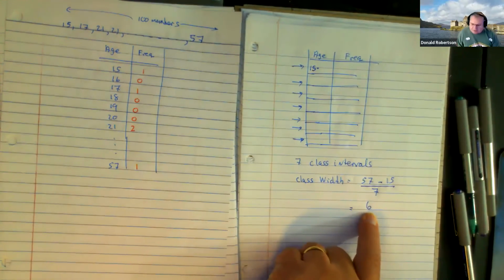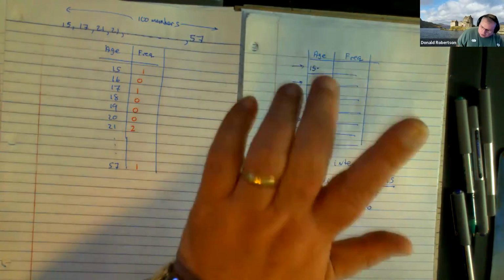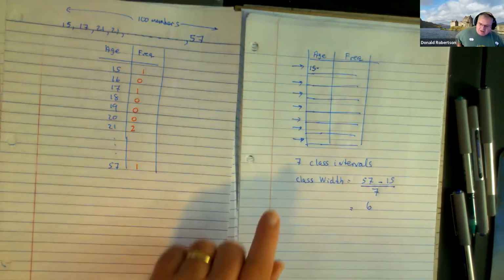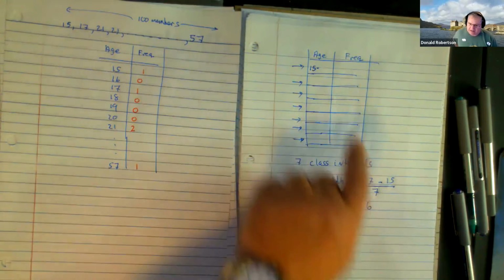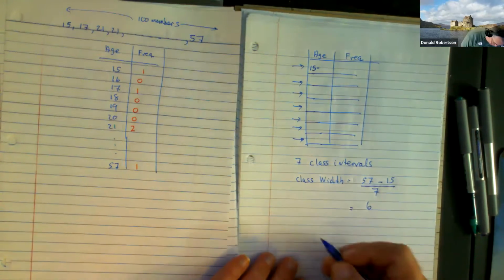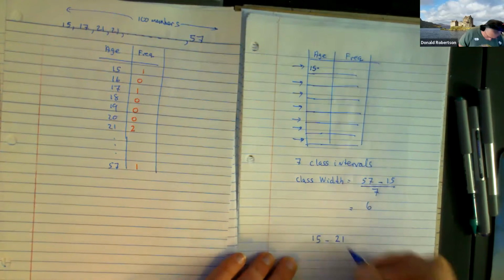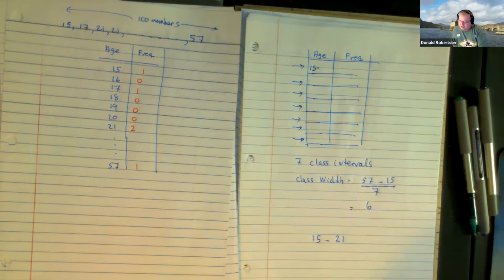And you are going to have 6 numbers in each class. Now, watch this sneaky thing. You might say, that's dead easy. Add 6 to that and you get 21, right? So you would say, my first interval would be all the numbers from 15 to 21. Look, there's 6 numbers in that interval, right?